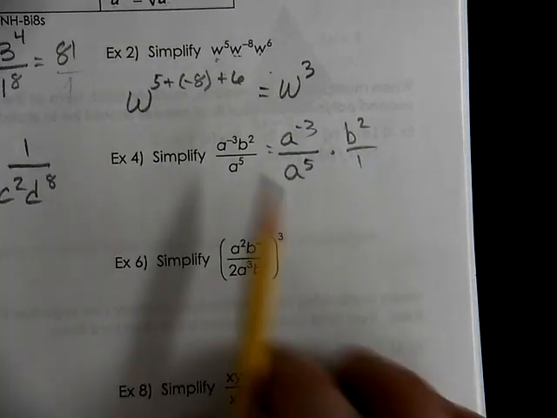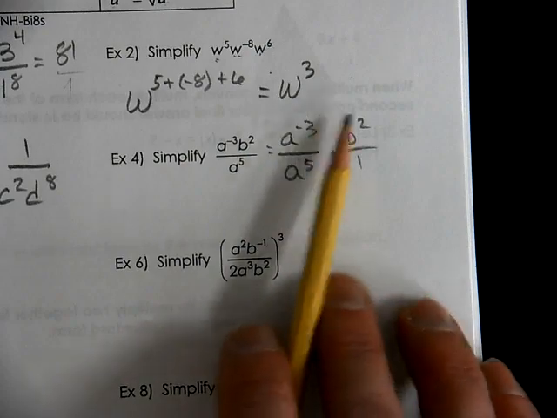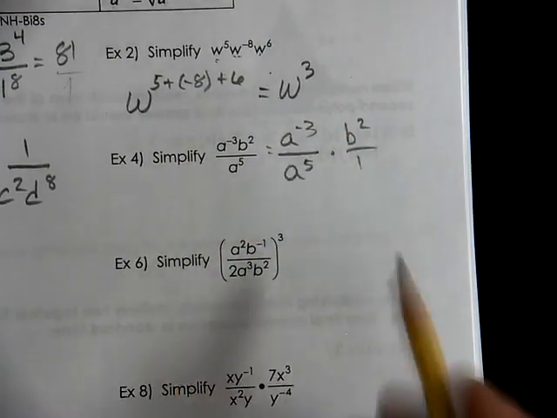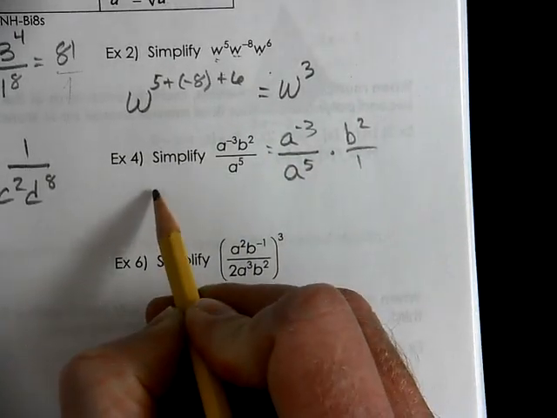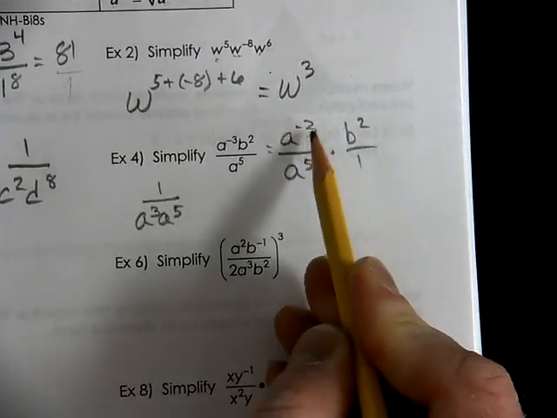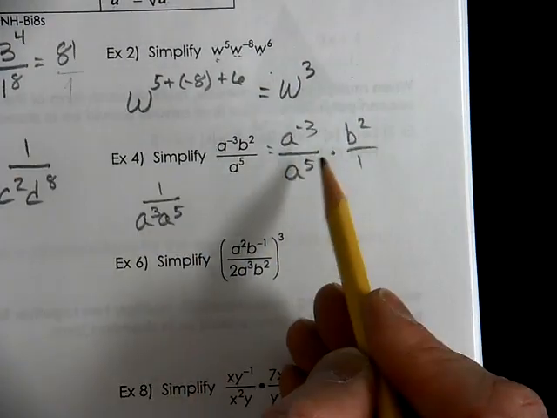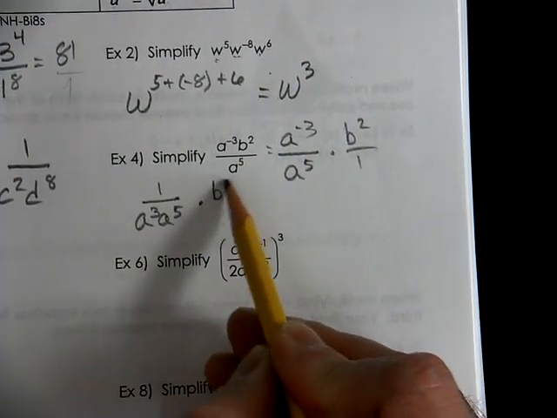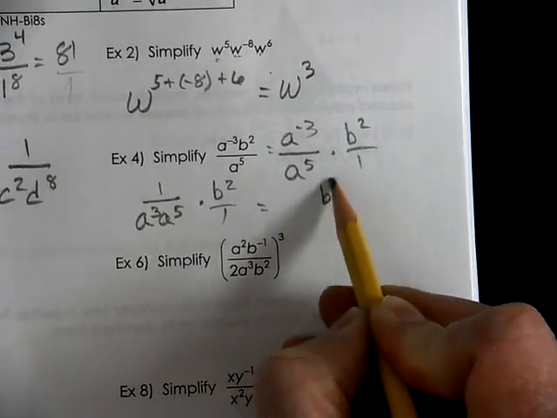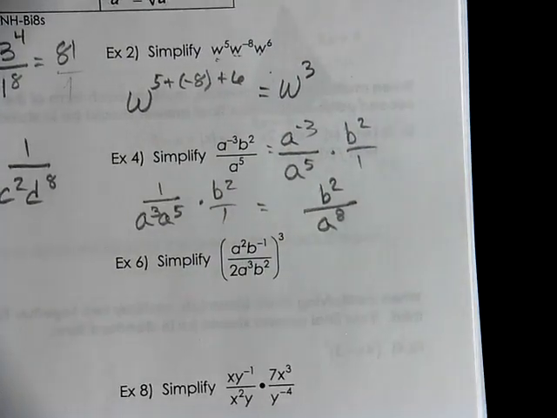You might not need to write it separately, but you should at least be breaking it apart in your mind separately. I see that I have a to the negative 3rd power. So I'm going to write this as 1 over a cubed times a to the 5th, because I brought the a cubed down to the denominator. My b squared was happy just where it was. So my final answer is b squared a to the 8th power.